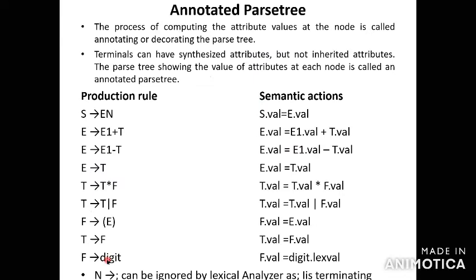So every digit has a value: 3, 4, 5. Based on the digits only, you have to construct the parse tree. First, the digit will be reduced to F, then F will be reduced to T, then T will be reduced to E. Similarly, you have to construct it. Is it clear? Based on the production rules, you have to start.